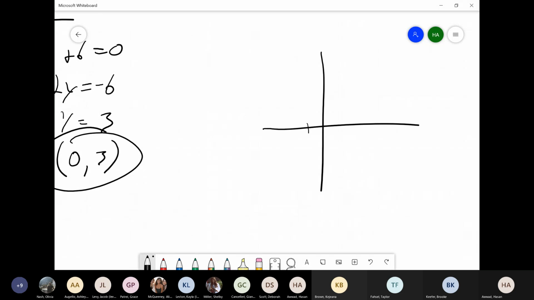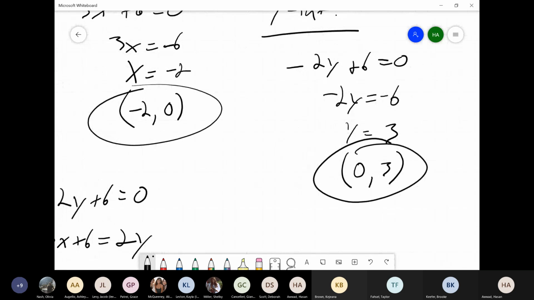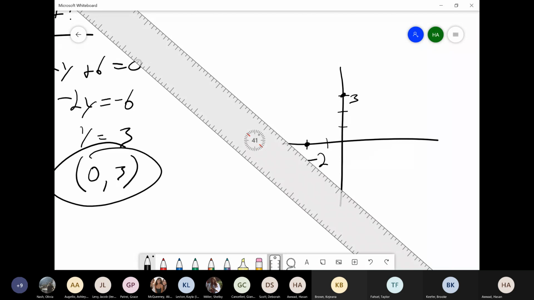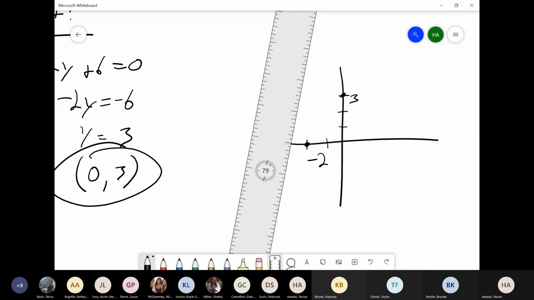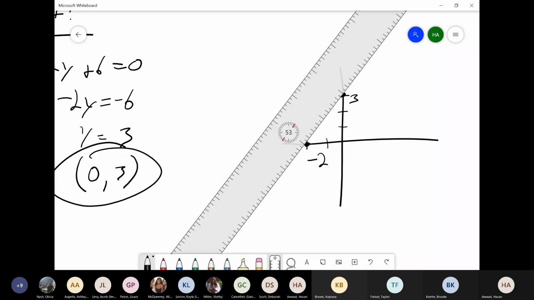So 1 unit to the left, 2 units to the left. We know that this (-2, 0) is going to be this point right here, our x-intercept, and (0, 3). So 1, 2, 3 units up is going to be the y-intercept that we're going to have. So that's 3. And all we have to do is just draw the line that connects the two. So drawing the line, this one I'll actually use the ruler for. Our line is going to look something like that.